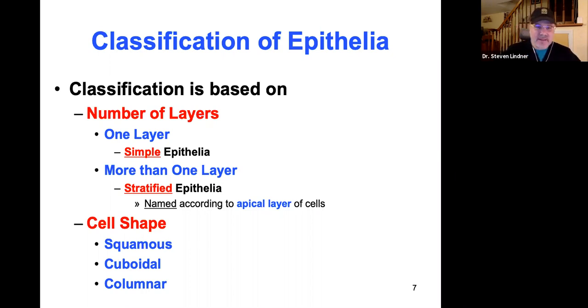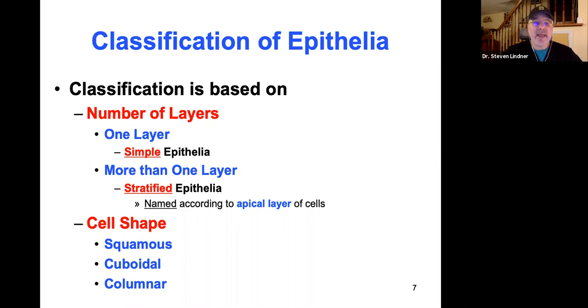Extracellular matrix means the stuff outside of the cell. Intracellular means the stuff within the cell. So extracellular matrix is the stuff around the cell. Epithelium has lots of cells closely packed together, very little extracellular matrix. So once we see a bunch of cells held closely together, we know it's going to be epithelium.